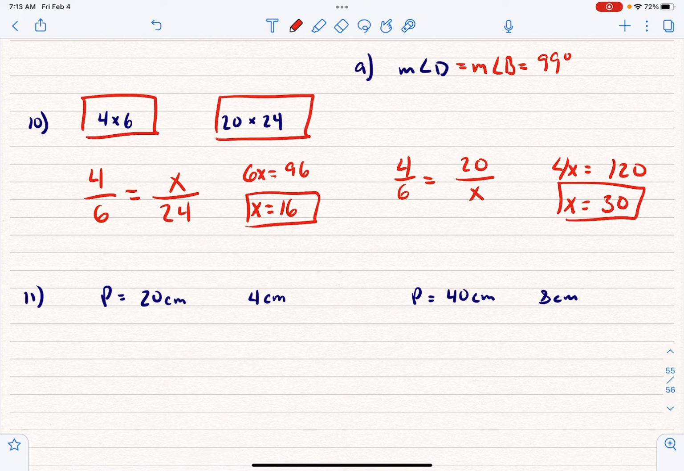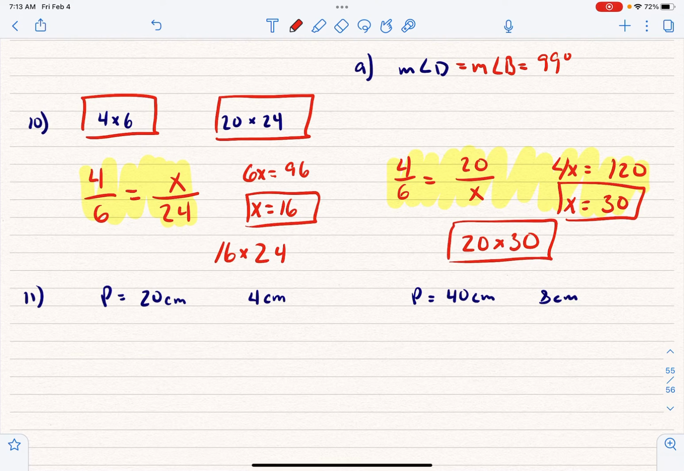Okay, so I've got two different numbers, but what works? Well, in this first case, that would mean my picture would be 16 by 24. And in my second case right here, my picture would be 20 by 30. But I need it to fit on a 20 by 24 poster, and this one right here does not fit. So the biggest size I can get is the 16 by 24.